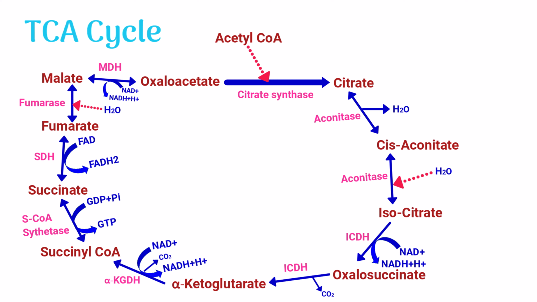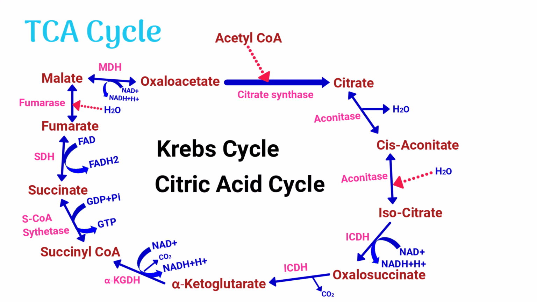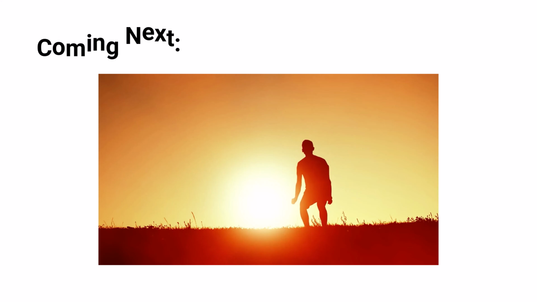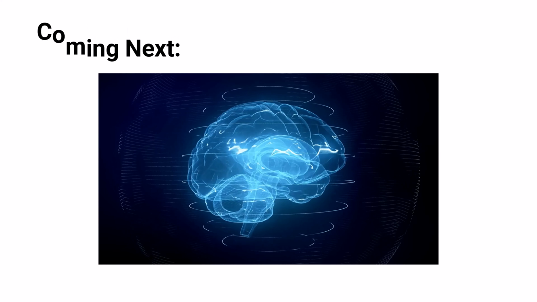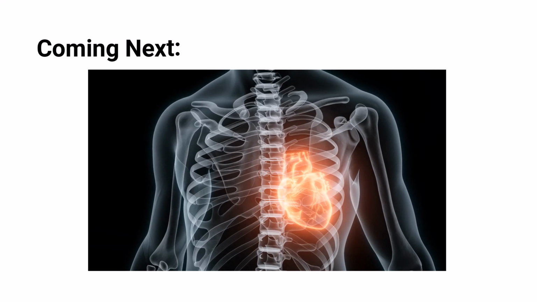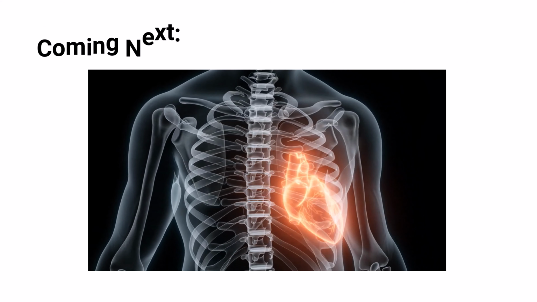TCA cycle is also known as Krebs cycle or citric acid cycle. It helps our muscles move when we run and jump. It empowers our brain to think and solve problems. It helps our heart beat steadily and keeps it strong.